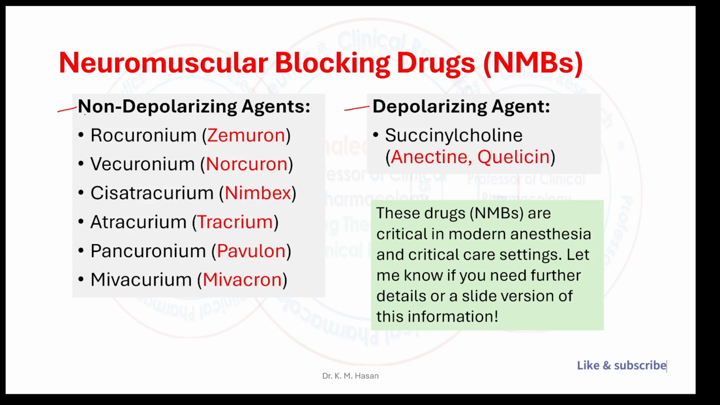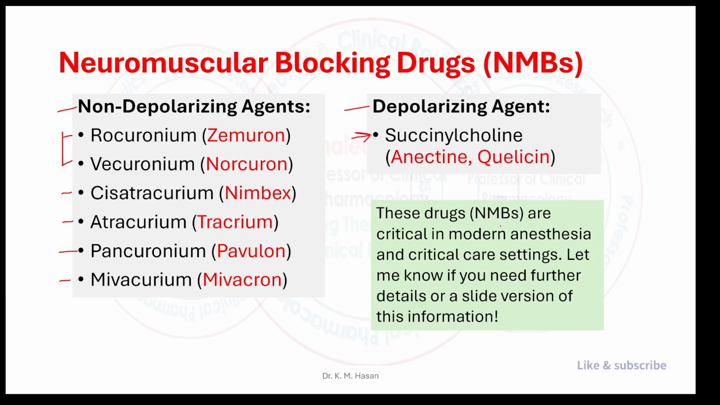Regarding non-depolarizing agents, we have a list of medications. We have rocuronium, pancuronium, atracurium, then cisatracurium, vecuronium, mivacurium. For the depolarizing agent, we have only one medication in this group, succinylcholine. What is the description for this group of medications?